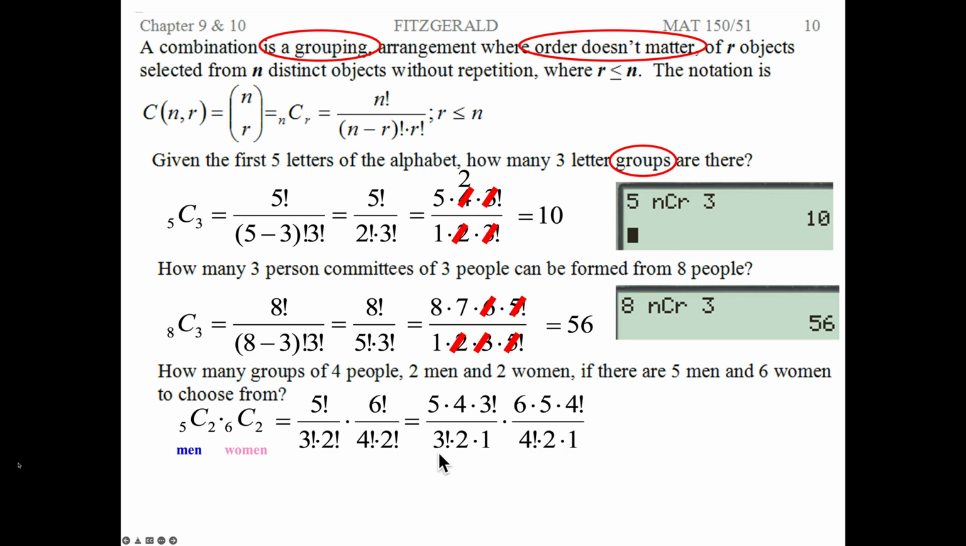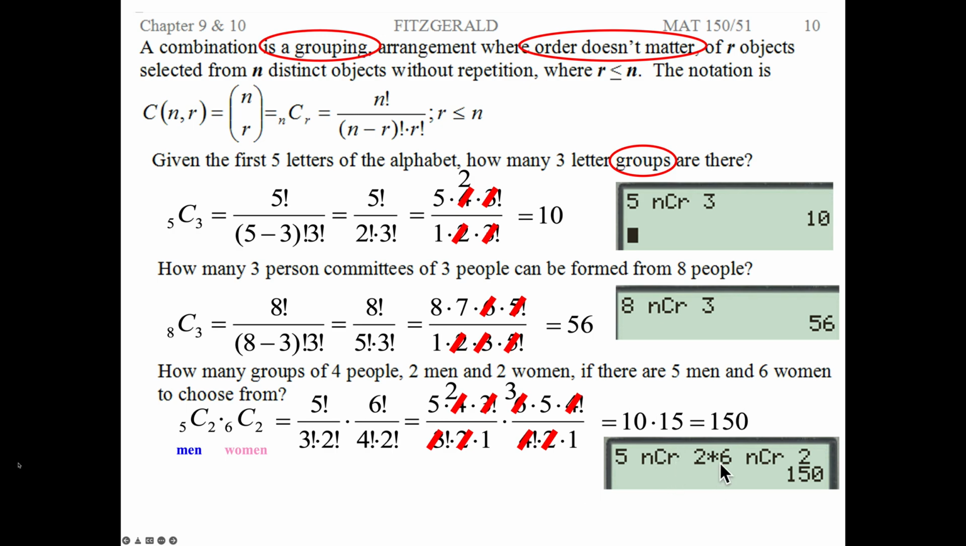start canceling. 3 factorial can cancel, the 2 can cancel with the 4, making it a 2, so this is a 10. 4 factorial cancels, the 2 can cancel, and the 6 is 3. 3 times 5 is 15, so 10 times 15 is 150. Again, you can still type this in the calculator, just make sure you put the multiplication symbol between the 2 and the 6, and you can get your combination.